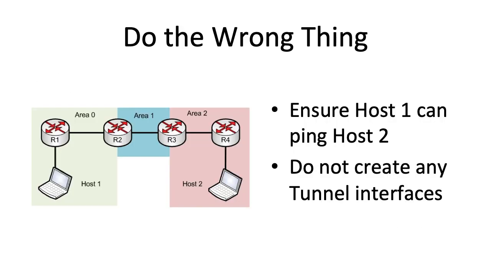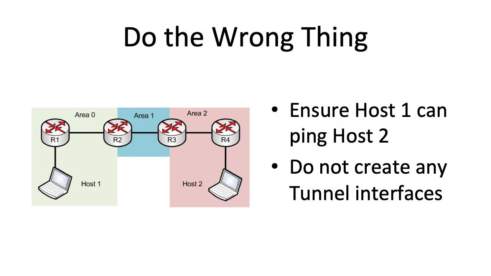Suppose we get a question like this on the lab exam. It says, ensure host 1 can ping host 2. And you can see from this network, we've got 4 routers. They're running OSPF. We've got 3 different areas. It's a pretty basic design. We have a limitation that we cannot create any tunnel interfaces. So we need to solve this using some kind of intrinsic OSPF feature. There might be an obvious solution to this problem.